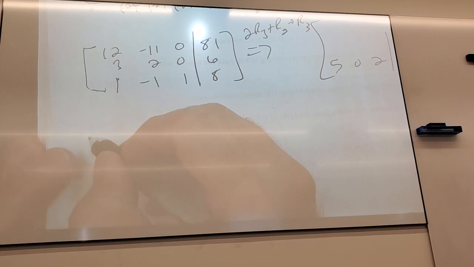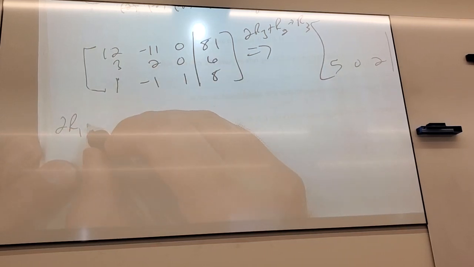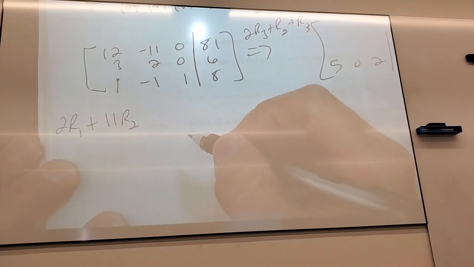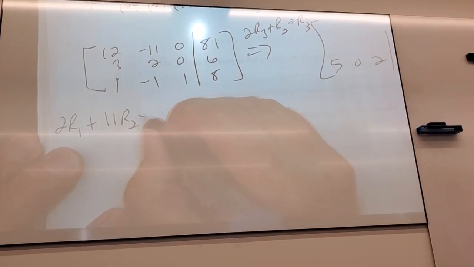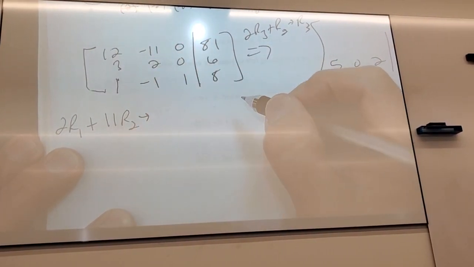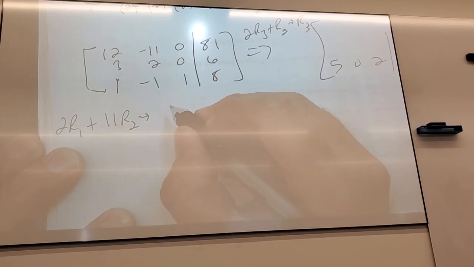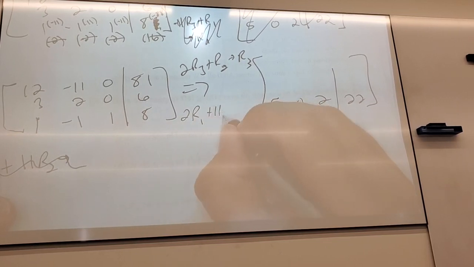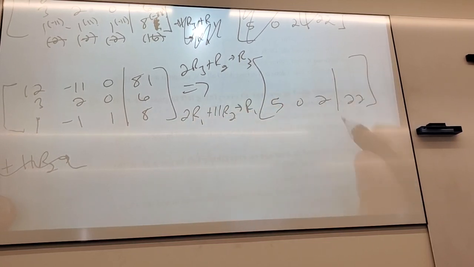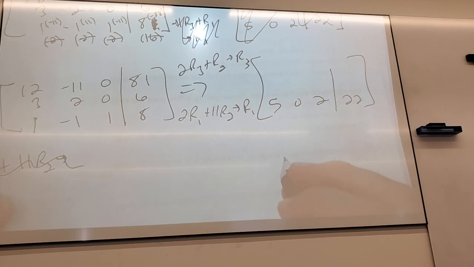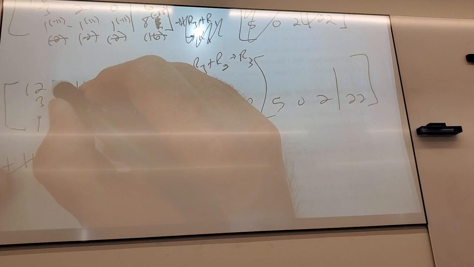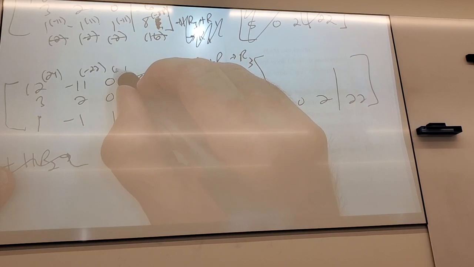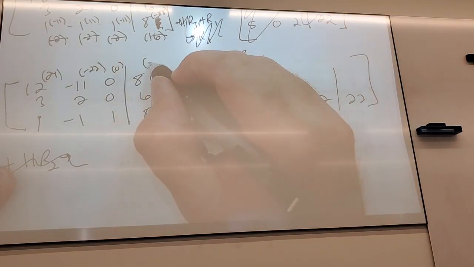So if I take twice row 1 plus 11 row 2, yes? I like it. I'm going to put the answer in row 1 because that's where I want a 0 to show up. Twice row 1 plus 11 row 2, and I'm going to put the answer into row 1. Okay, so twice row 1, I'm going to write next to it. 24.